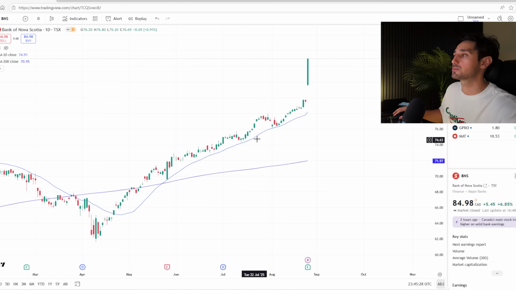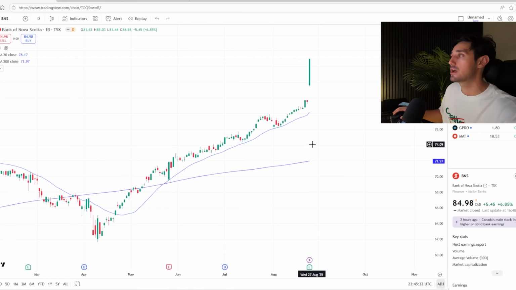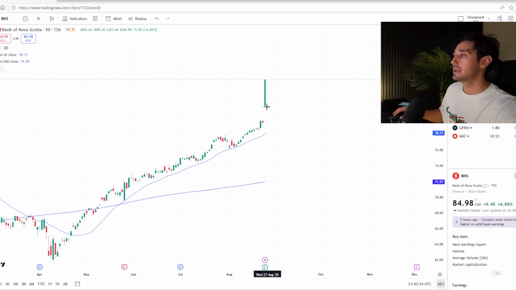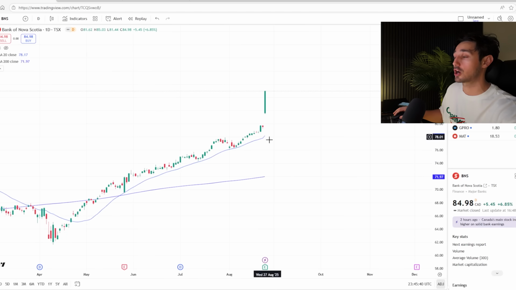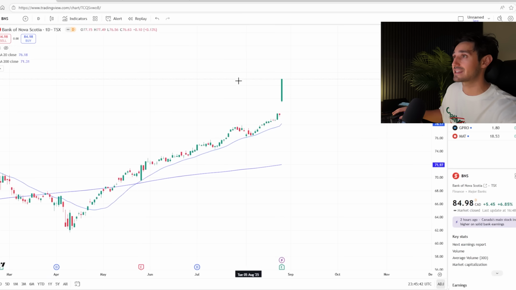I mean, I don't even need to explain it. It's literally obvious and it's simple. That's exactly why I use the 20 and the 200 MA. Even here, we had a gap up today. Literally today, we gapped up 2% on a really bullish chart, really bullish trend on a nice gap up.